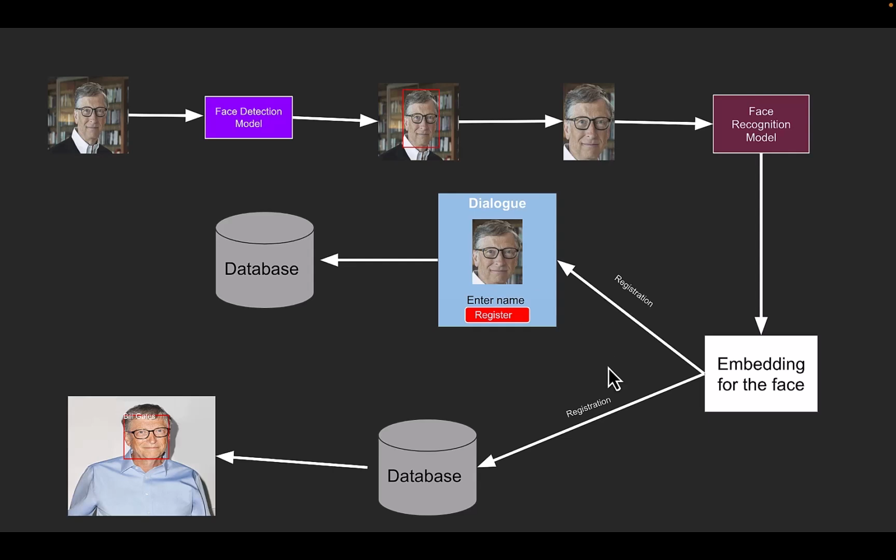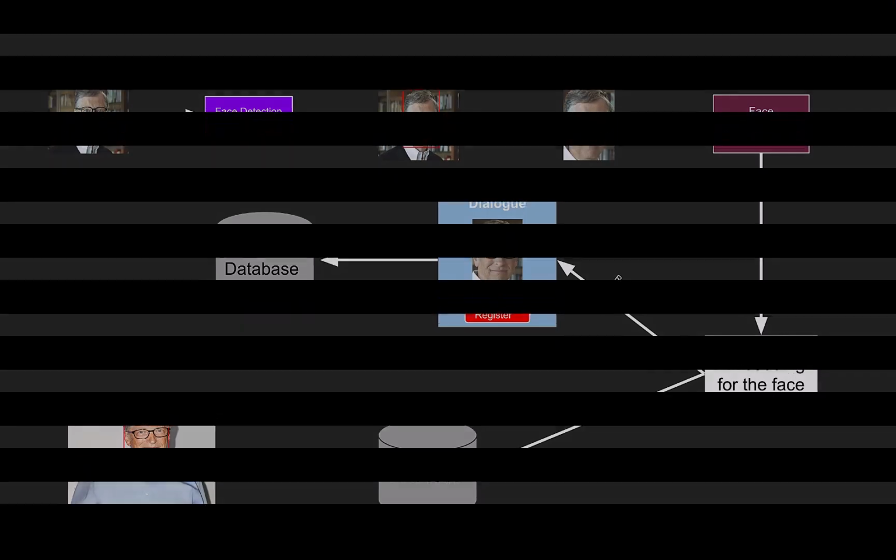And if we are recognizing it, then we are comparing this embedding with the embedding of registered faces. And where the difference or the distance between two embeddings is minimum, we are considering that registered face as our prediction. So hopefully you got the idea about the working of a facial recognition system.